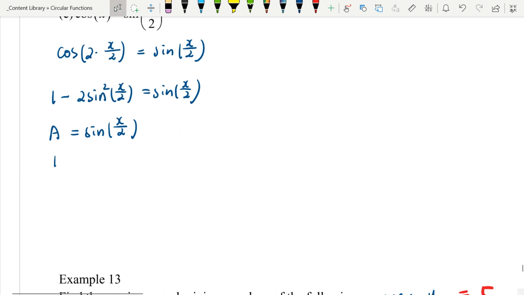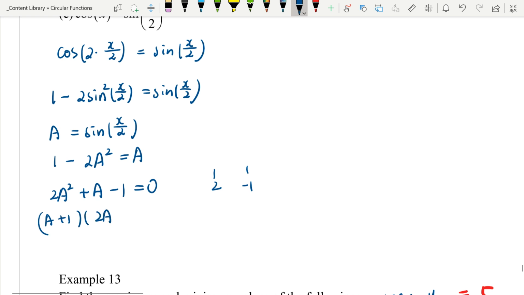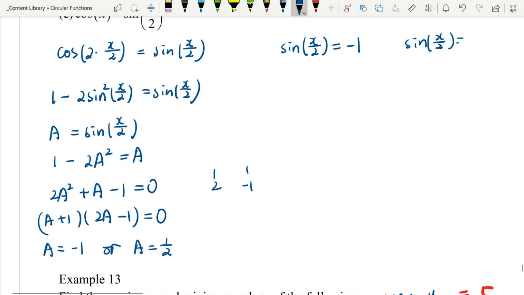So I have 1 minus 2a squared equals a. 2a squared plus a minus 1 equals 0. 1, 2, 1 minus 1. 2 minus 1 is 1. So it's a plus 1, 2a minus 1. So a is minus 1 or a is half. Sine x over 2 equals minus 1. Sine x over 2 equals half.